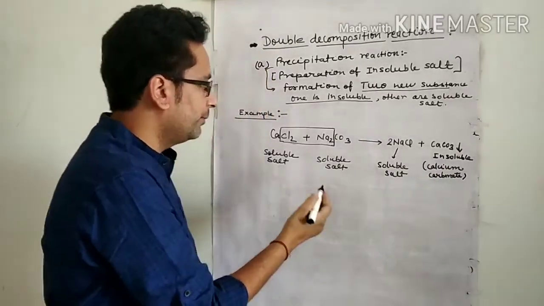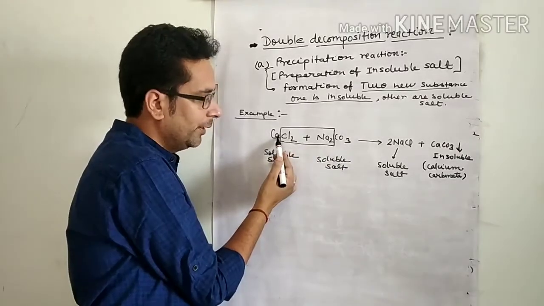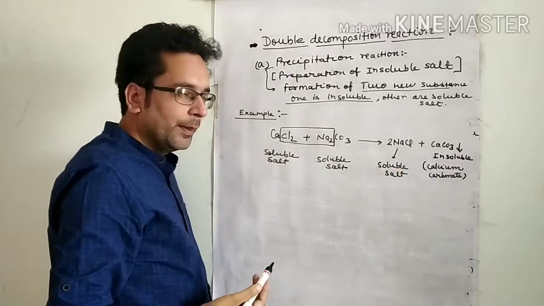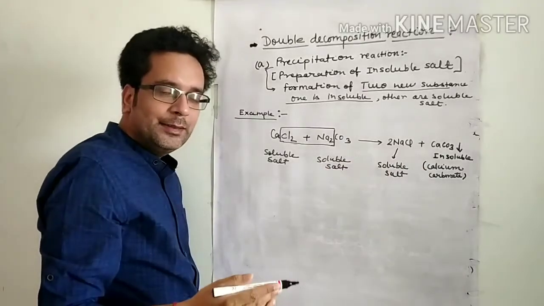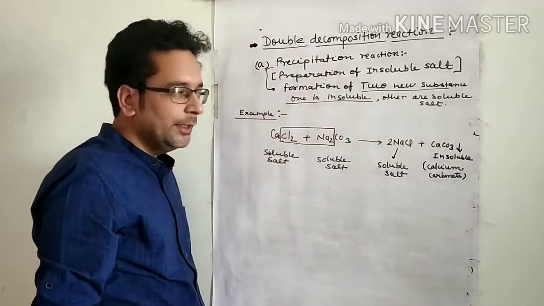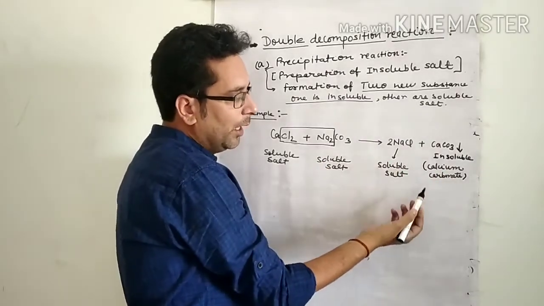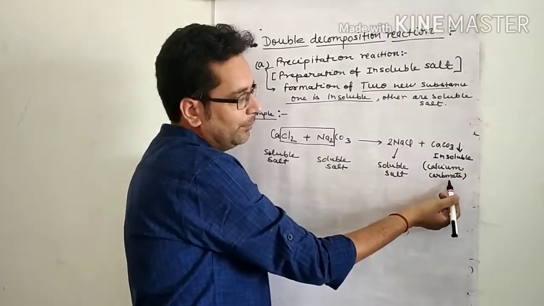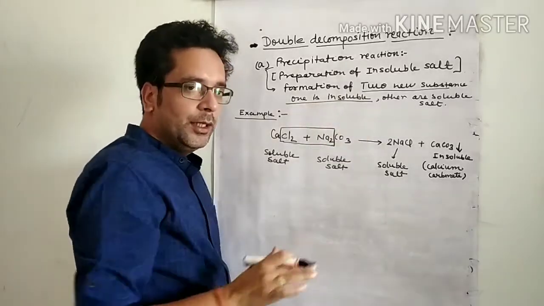So look here, there is exchange of radicals: calcium chloride, sodium chloride. Two new substances are formed by the exchange of radicals. That is why it is known as double decomposition reaction. And in this reaction, there is formation of two new substances. Out of two, one is insoluble, that is calcium carbonate. So this is an example of precipitation reaction.